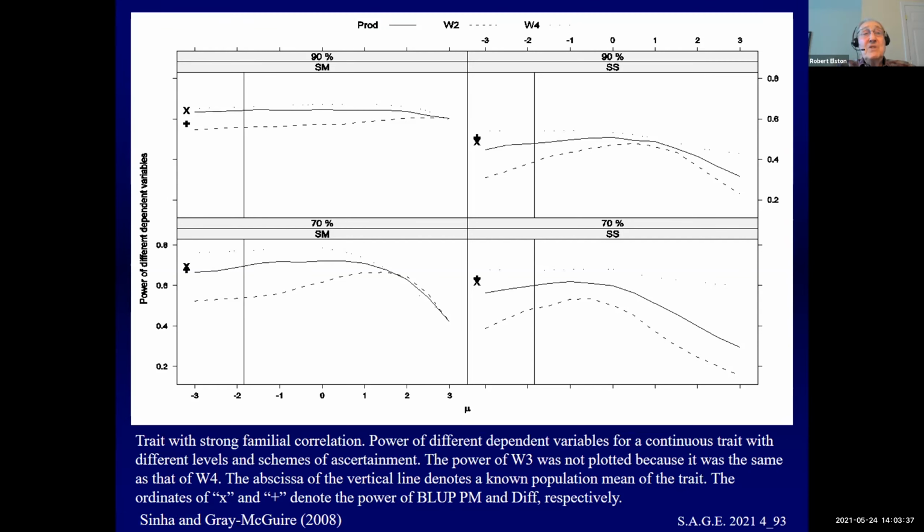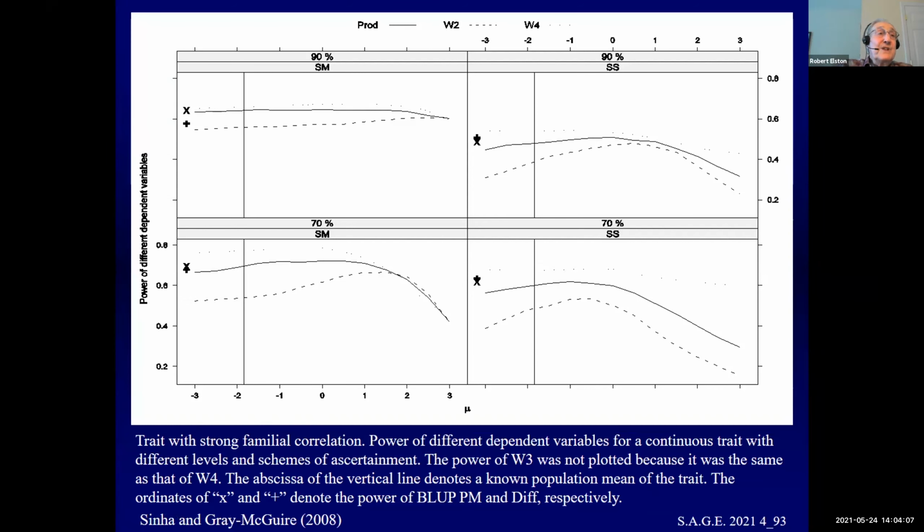But when samples are highly ascertained, then what this paper shows, according to what percentage is ascertained and things like that, is that you are better using the mean. If you know it, use the mean from the population rather than try and estimate, which in this paper is called the BLUP PM, BLUP population mean. That's a peculiar notation, but that's what they did.